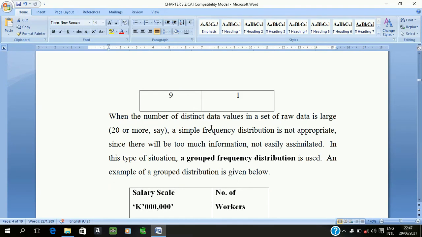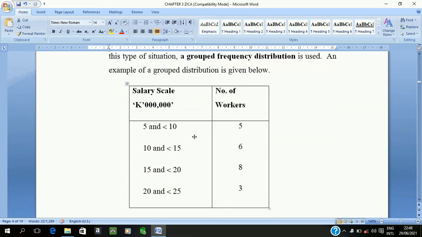Now, in the case where you have a large number of distinct data values in a set of raw data, meaning that you've got 20 or more, you can't use a simple distribution in your frequency distribution. In that case, you are going to use grouped data. You are going to group data. For example, you can group data in sets of 5.